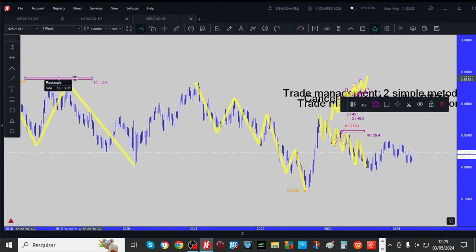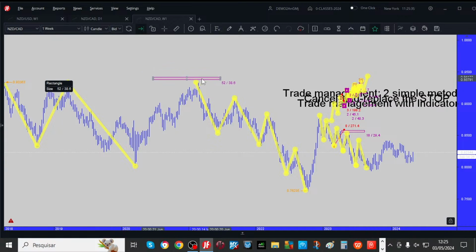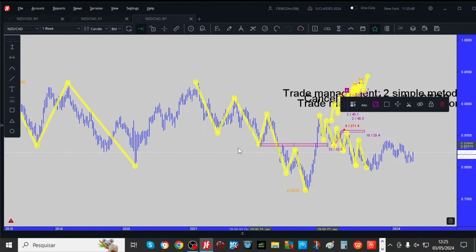Alright, here same story, you know, this would be the stop loss, and then the market made a new downswing, cancel and replace, locking in profits, cancel and replace, locking in profits, cancel and replace, locking in profits.